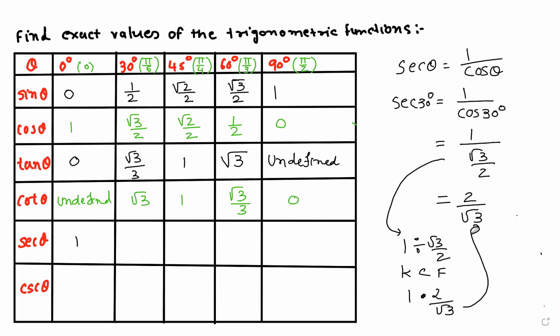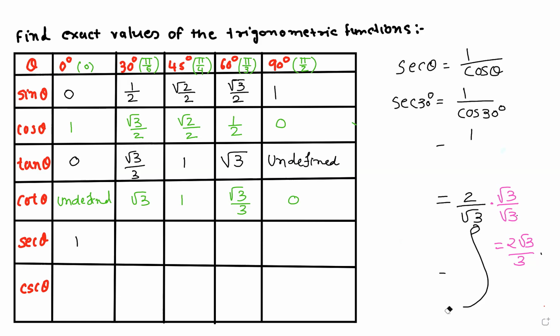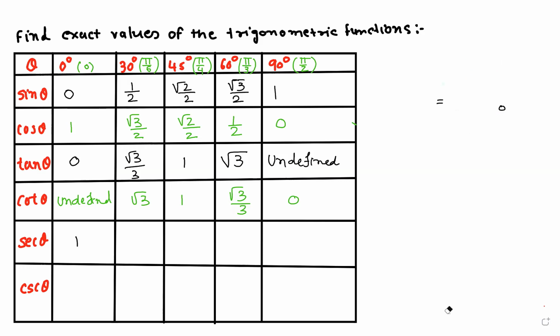So 2 over square root of 3. Let's rationalize our answer. So we're going to multiply the top and the bottom by radical 3. So our final answer is 2 square root of 3 over 3. So secant 30 degrees is 2 radical 3 over 3. So let's place that into our table.